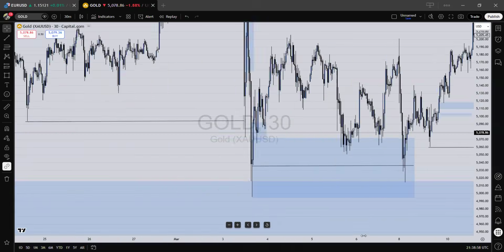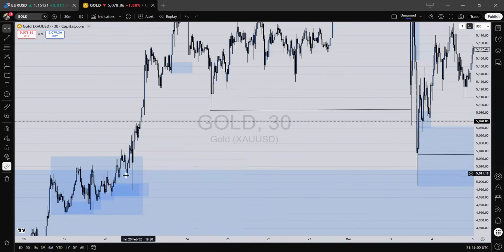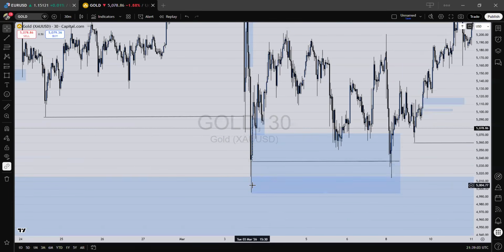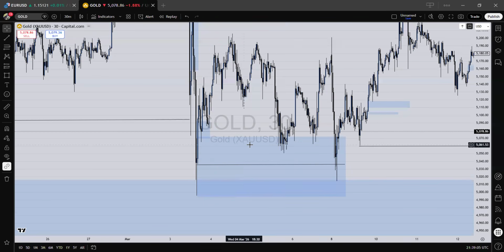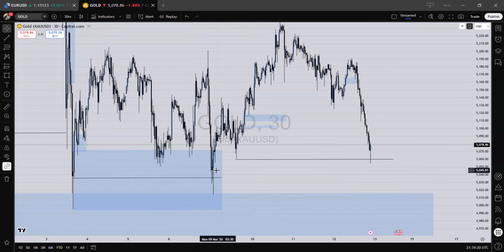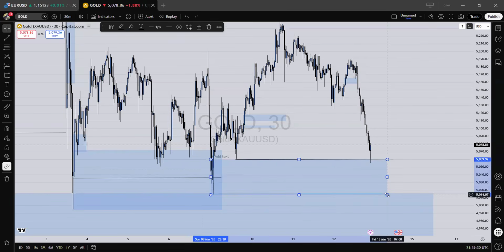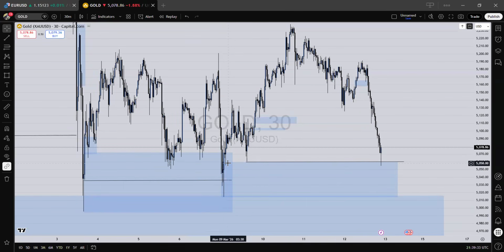Don't forget that this mitigation is what led to this reaction here. It's just that the market did not react up to 50%. If this small mitigation that happened here should have taken up to like 50%, and then this one up to like 75% of the POI, this one would not have survived. Why did this reaction happen after price took out this low? Because this POI is barely even mitigated.